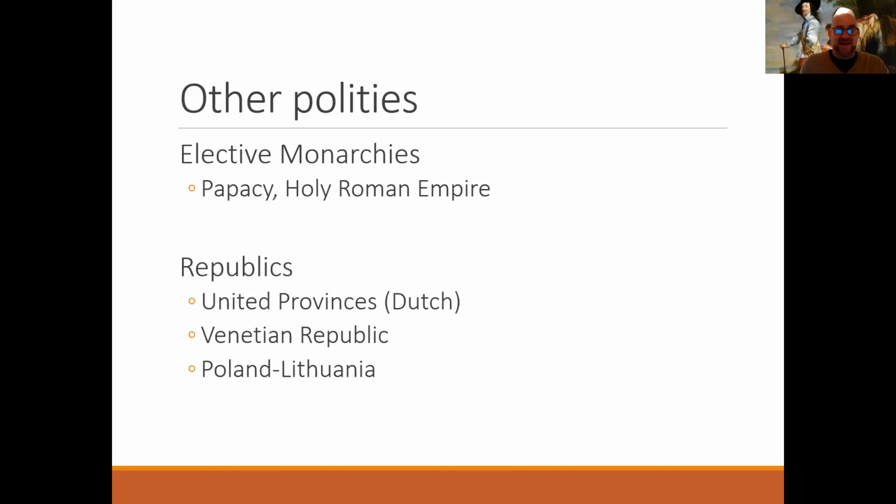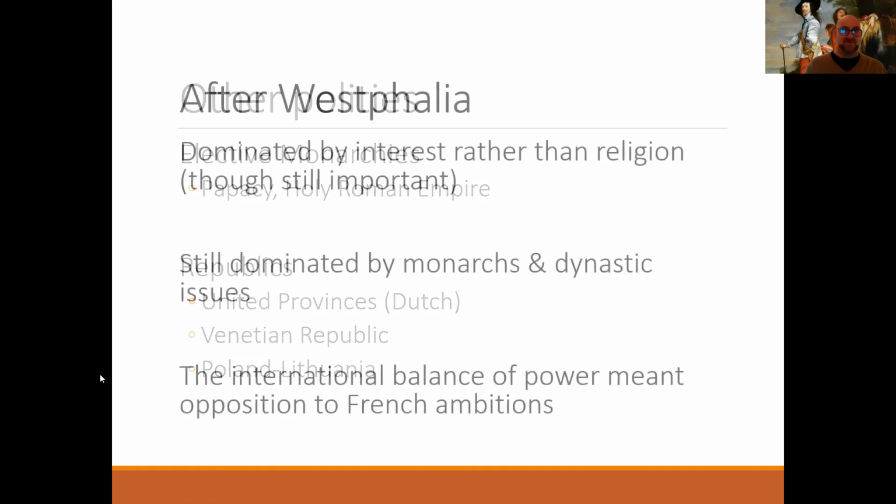And then finally, the Kingdom of Poland-Lithuania. I know it sounds confusing to call it a republic, but it effectively is. It has an elected monarchy, but power is held by the nobility in Poland-Lithuania, and they think of themselves as being a commonwealth or a republic. I won't go into too much detail. It's a very big territory, but it also goes into decline. It will become less and less powerful as the 18th century progresses. But those are the only other types of major polities left in Europe after 1648.